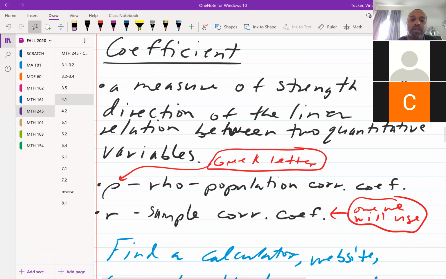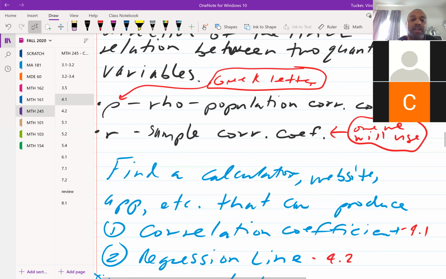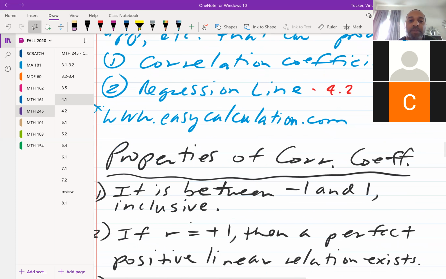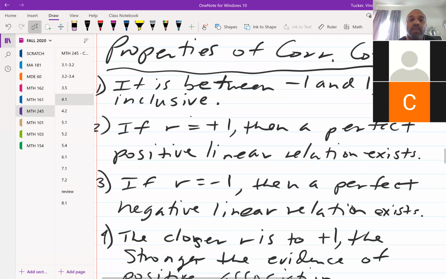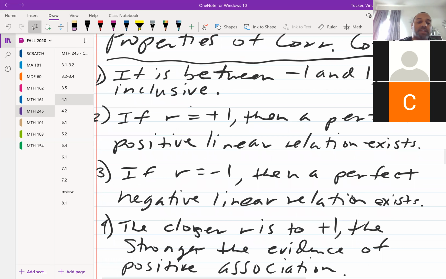All right, can we scroll up? All right, don't need that blue. Here we get to properties of the correlation coefficient. It is between -1 and 1 inclusive. If r is equal to +1, then a perfect positive linear relation exists. If r is equal to -1, then a perfect negative linear relation exists. The closer r is to +1, the stronger the evidence of a positive association. I'll pause right there.